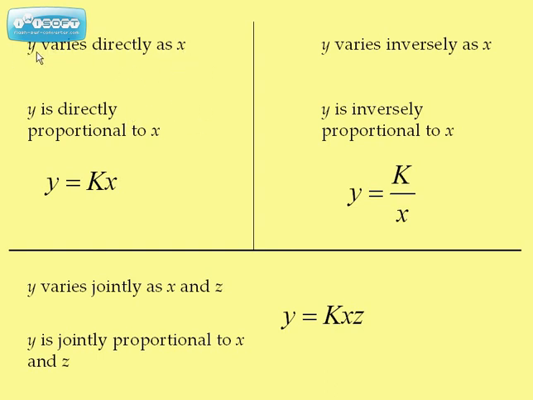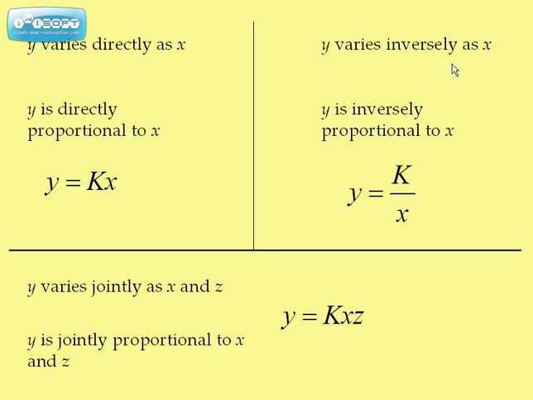So if x goes up, y also has to go up. We can see that in this equation. The k is a constant, it's always going to be the same, but if x increases, the y also has to go up to keep things the same. If x goes down, y also has to go down.